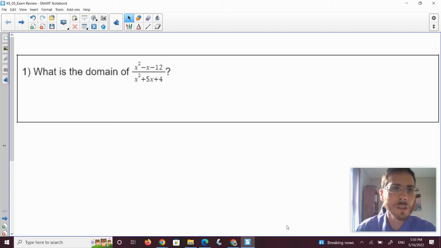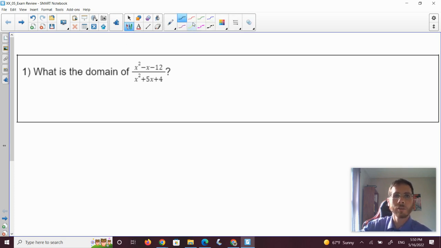All right, so this is the exam review for the final exam. So question number 1 states, what is the domain of x squared minus x minus 12 over x squared plus 5x plus 4? So the idea here is, remember, for a domain, there's two rules.